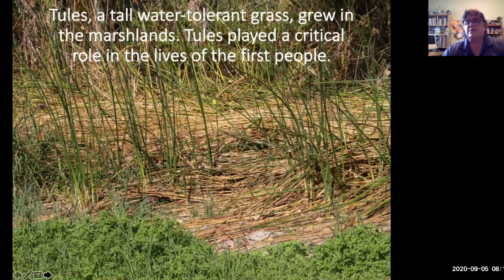So the tules that grow in the marshes, this shows what the tules are. You see how they're laying down here? They're very valuable, and they were really important to the first people that were here. So the tules grow up and then they laid back down here.